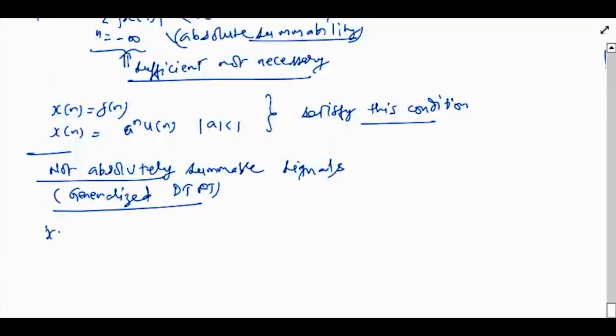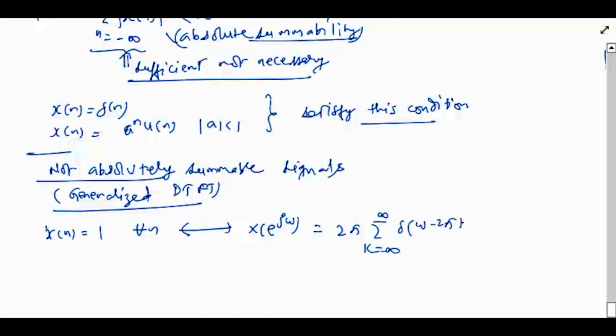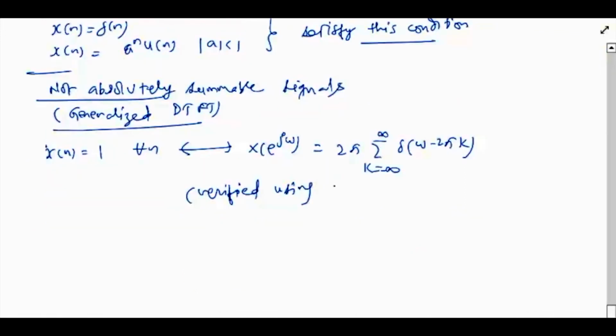So let's say x[n] is equal to a constant, that is 1 for all n. In this case, it turns out that the generalized Fourier transform of x[n], that is X(e^{j omega}), is equal to 2 pi times the sum over k from minus infinity to infinity of delta, which is the Dirac delta function, of omega minus 2 pi k. This relation can be easily verified using the synthesis equation. If I substitute X(e^{j omega}) in the synthesis equation, I get x[n] equal to 1 for all n.